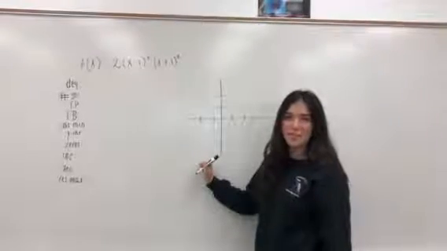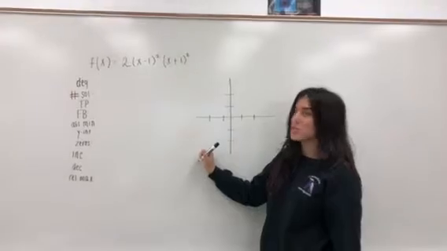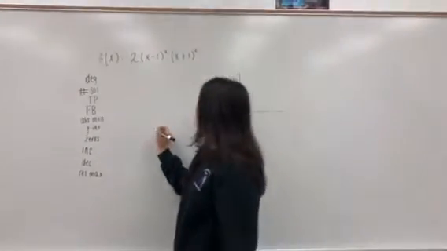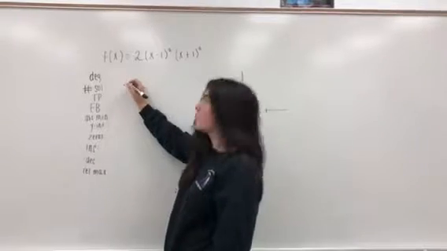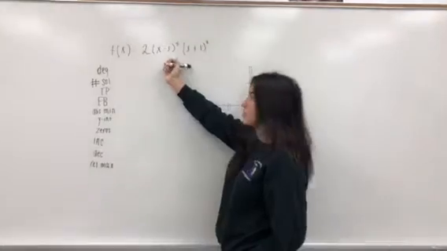Today we're going to be graphing the polynomial function f of x equals 2 times (x minus 1) squared times (x plus 1) squared. So to start, the degree of the function is 4 because this zero is squared and this zero is squared, and 2 plus 2 is 4.